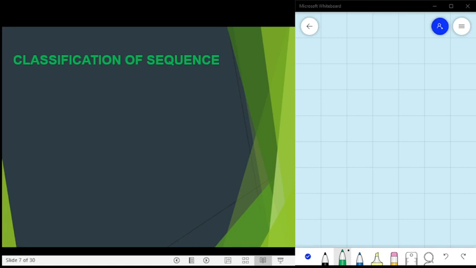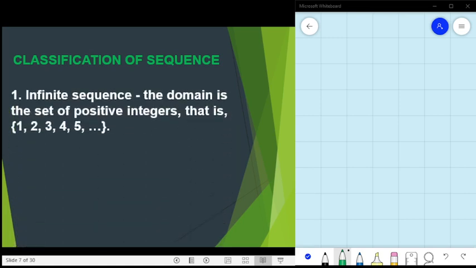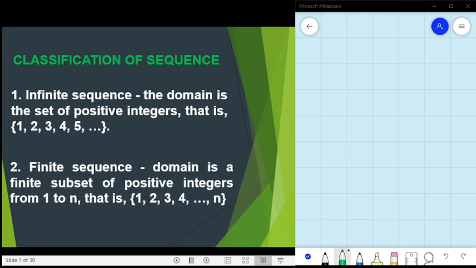Classification of sequence. Sequence can either be infinite or finite. So when we say infinite sequence, the domain is the set of positive integers, that is, the set containing 1, 2, 3, 4, 5, and so on. So meaning infinite, no limit, up to the positive infinity.